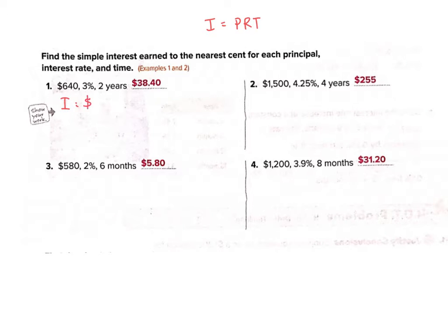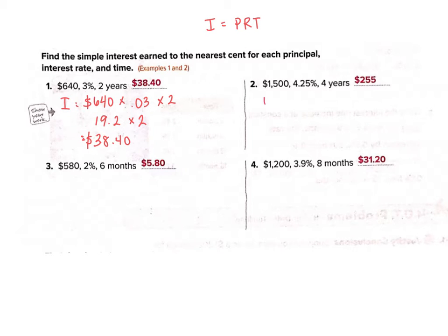We know the principal is $640. We're multiplying by the percent, which we write as a decimal, times the number of years, which was 2. You can take this in chunks and multiply 640 times the percent, 0.03, and that would equal 19.2. Then you multiply that by 2 years and you would get 38.4, or $38.40, which is your answer.